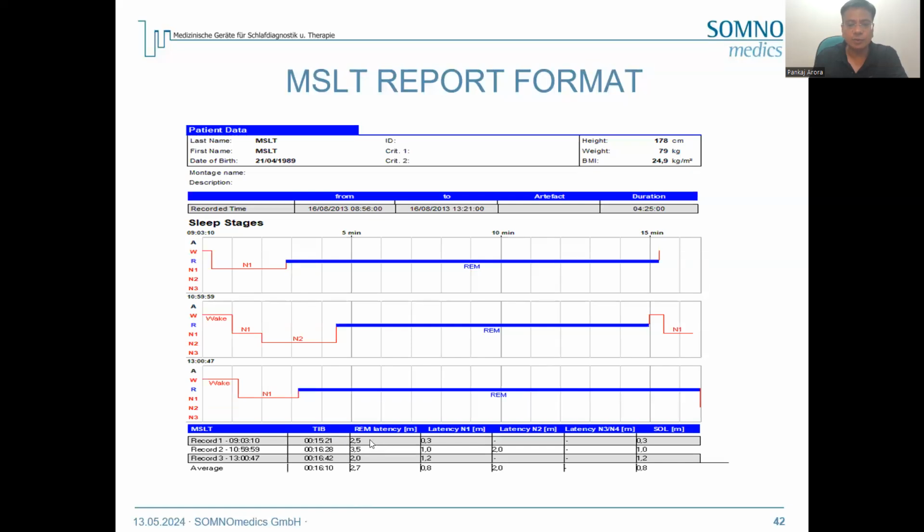In this particular case, you can see the time in bed. It is showing you the REM latency of 2.5 minutes, 3.5 minutes, and 2 minutes. So the average REM latency was 2.7 minutes, and the sleep onset latency was 0.8 minutes. If this sleep onset latency is less than 8 minutes and you get 2 SOREMs, then you can say that it is a confirmatory test for narcolepsy. In this particular case, we are getting 3 SOREMs and sleep onset latency is less than 8 minutes. So this is how the MSLT report format can be generated.